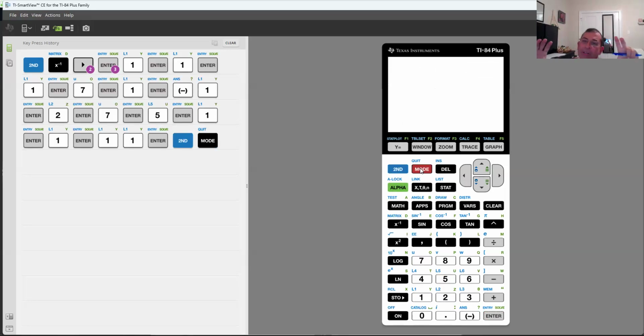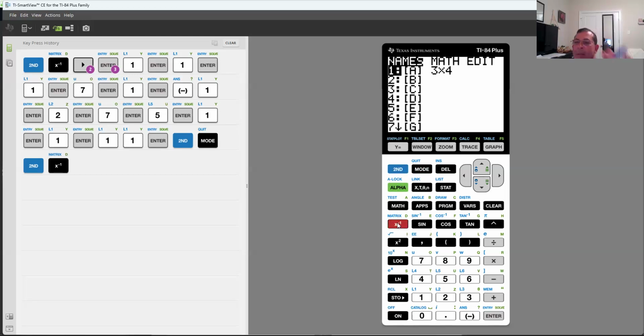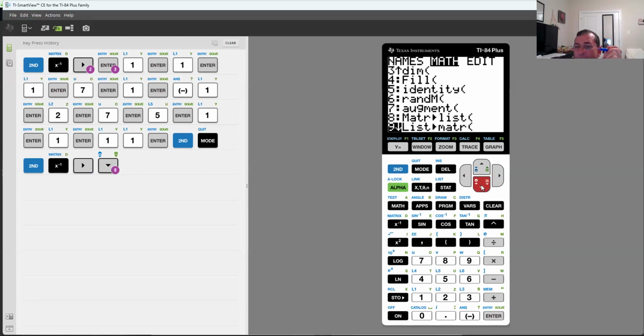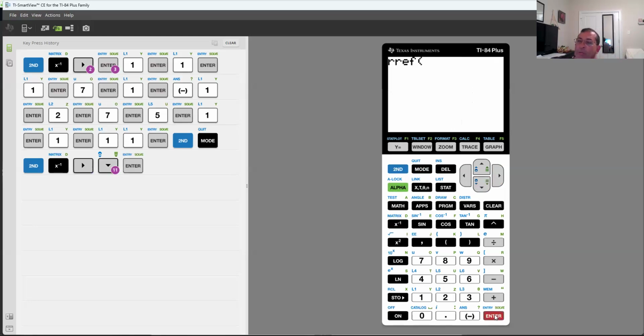But y'all, now the matrix is in the calculator. So you remember my next step, I go to second, x negative 1 to get back in the matrix. I arrow right to math. And then we're going to arrow down until we find RREF. So notice there's a REF and a RREF. We want the RREF. You hit enter. It's going to bring that to the main screen.